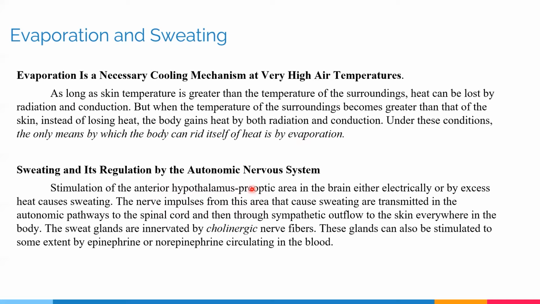Sweating and its regulation by the autonomic nervous system. Sweating is obviously something that will help in heat loss by evaporation in higher temperature conditions. Stimulation of the anterior hypothalamic preoptic area in the brain, either electrically or by excess heat, causes sweating. The nerve impulses from this area that cause sweating are transmitted in autonomic pathways to the spinal cord and then through the sympathetic outflow to the skin everywhere in the body. The sweat glands are innervated by cholinergic nerve fibers. These glands can also be stimulated to some extent by epinephrine and norepinephrine circulating in the blood. Now we'll look into in detail how exactly sweating occurs and the mechanism of sweat generation.